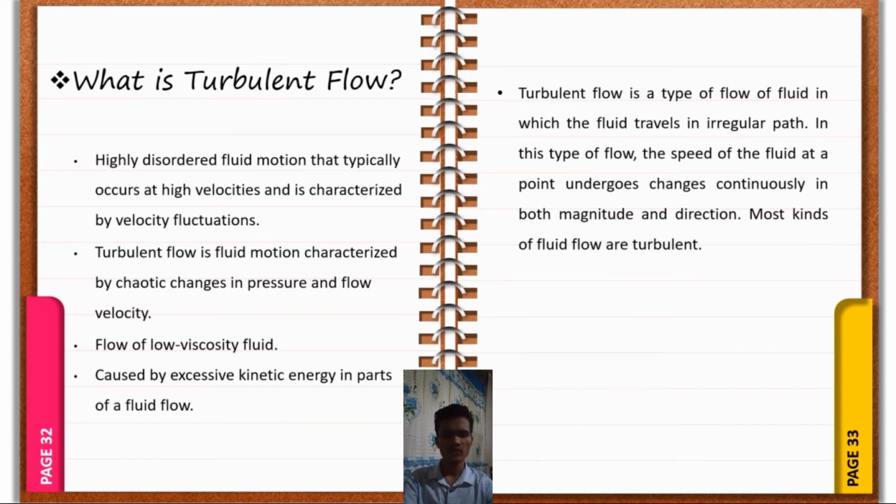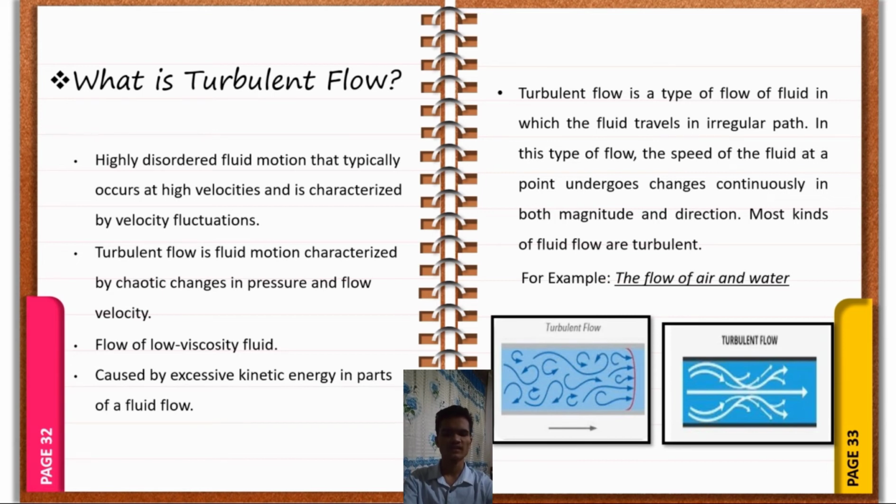In this type of flow, the speed of the fluid at a point undergoes changes continuously in both magnitude and direction. Most kinds of fluid flows are turbulent. Examples are the flow of air and water. In general terms, in turbulent flow, unsteady vortices appear of many sizes which interact with each other, and consequently drag increases due to friction effects. So, we have here an image showing turbulent flow.